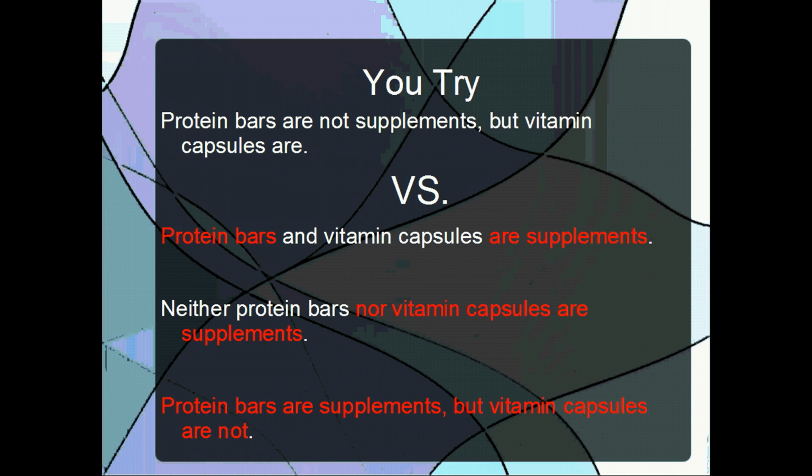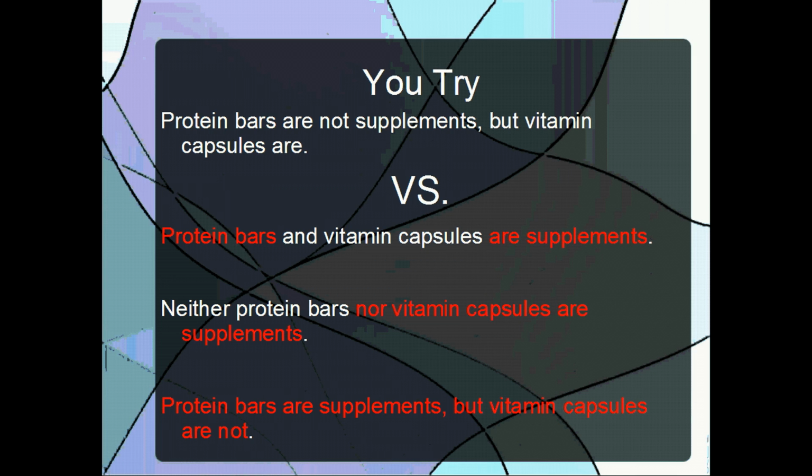So I say for the first counter conjunctive proposition, I say protein bars are supplements. That would be a negation of me saying that protein bars are not supplements. Protein bars are not supplements is already negative, so if you negate it again, it becomes positive. In the second counter conjunctive proposition, nor vitamin capsules are supplements. Protein bars are not supplements, that remains negative, but now vitamin capsules are supplements is negated, so you get nor vitamin capsules are supplements.